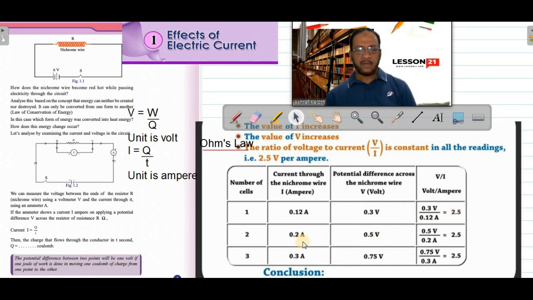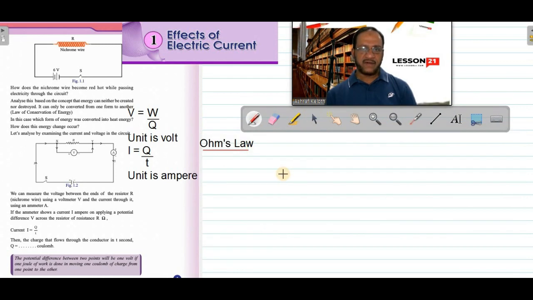And 0.5 divided by 0.2 is also 2.5. 0.75 divided by 0.3 is also 2.5. This means V by I is a constant, or V is directly proportional to I. As the current increases, the potential difference across the wire also increases. That is Ohm's law: V by I equal to a constant, or V is directly proportional to I. Hence we verified Ohm's law.